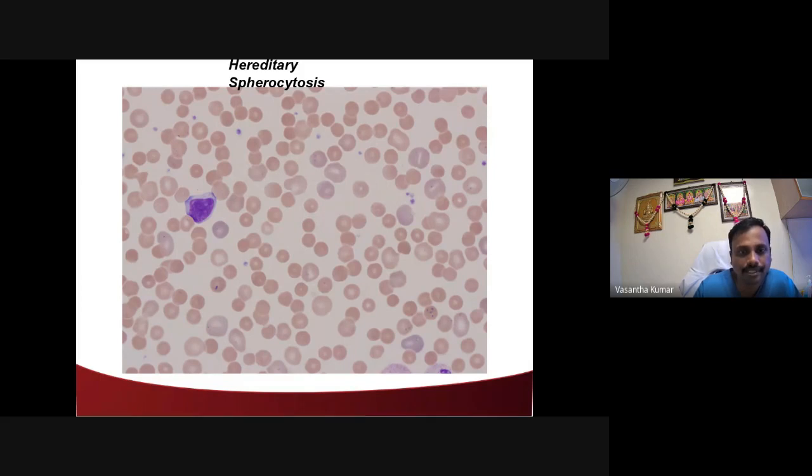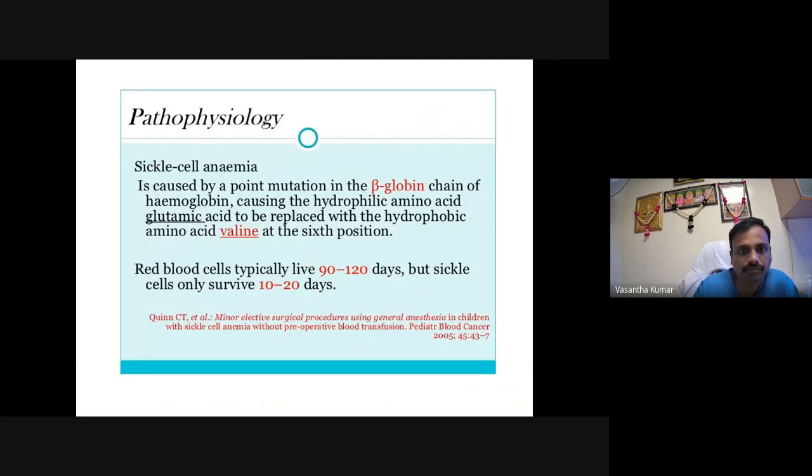You can appreciate the hereditary spherocytosis, the spherical shaped RBC. Next, we'll see about sickle cell anemia. In sickle cell anemia, the patient's peripheral smear will have sickle shaped RBCs. It is due to a mutation in the beta 6 globin chain. What happens? Glutamic acid is replaced by valine.